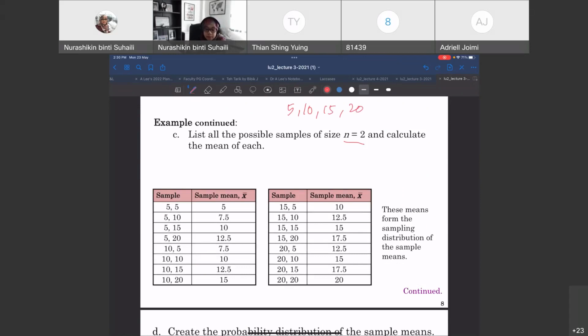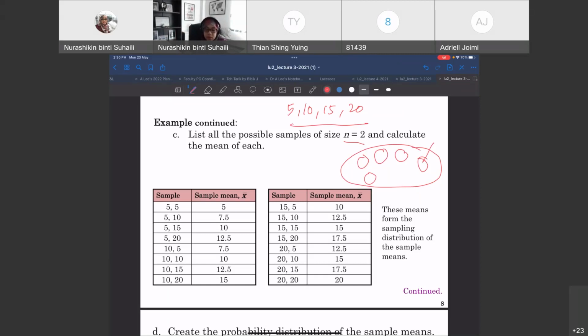Now, the question asks us to list all the possible samples. Meaning to say that within the population, as I mentioned just now, there are many samples. Sample size n equal to 2, so each consists of 2 data, which could be any of these 5, 10, 15, or 20. And how do you list all the possible samples?